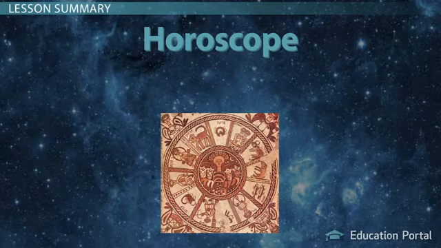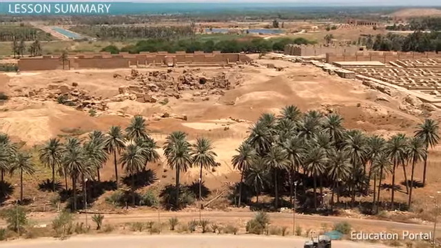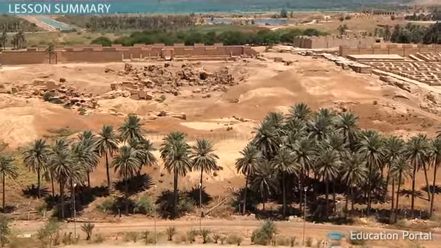Horoscope readers are surely familiar with them. A horoscope is a diagram that shows the location of the planets, moon, and sun around the ecliptic, as well as their position above or below the horizon for a specific date and time. Ancient Babylon gave rise to what we now know as a horoscope.